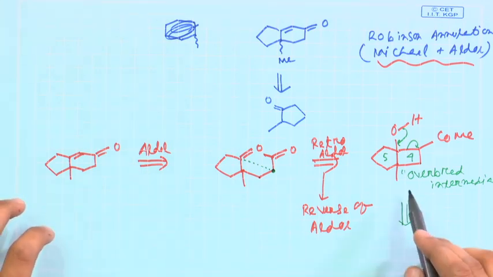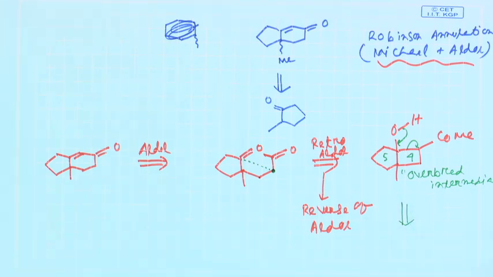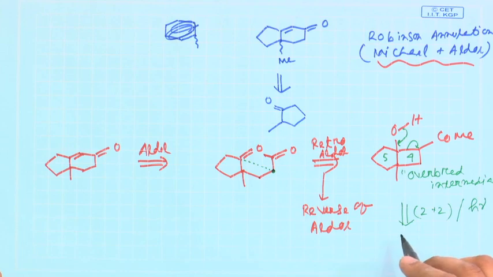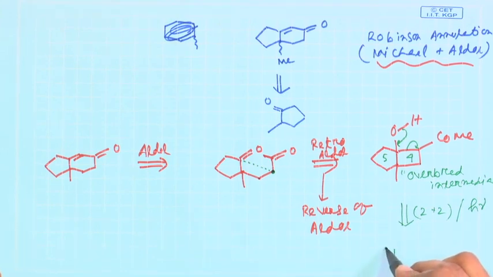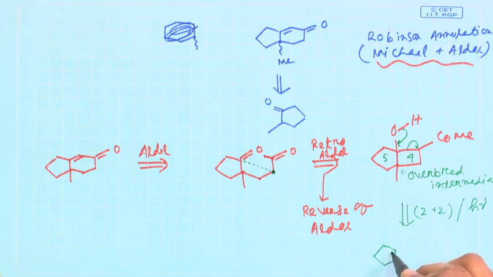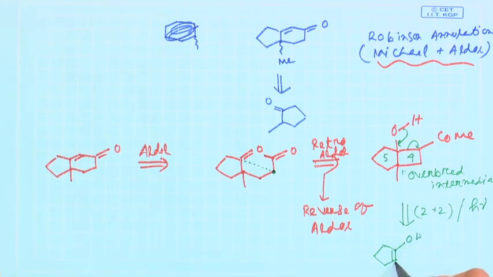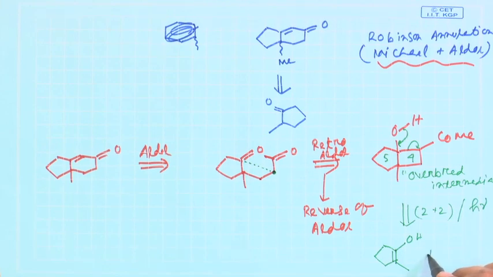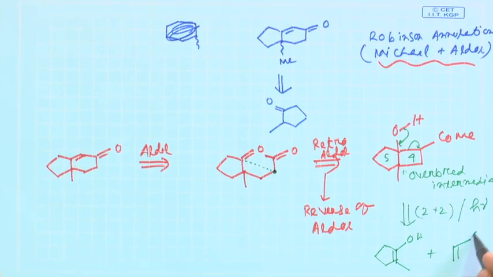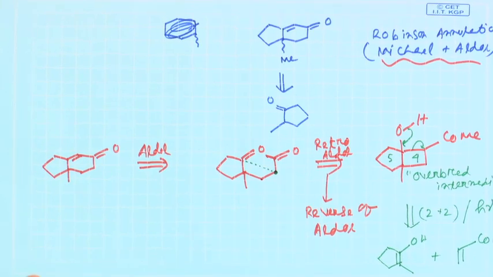Fine. So, now whenever you have a choice to make a 4-member ring, my suggestion is straightforward: go to a 2 plus 2 photochemical reaction. That is probably one of the best reactions available in the literature, available to the synthetic organic chemistry community. So, now you can easily find out what is the 2 plus 2 retro. For 2 plus 2, you will basically require this vinylic alcohol and a methyl vinyl ketone. Fine.